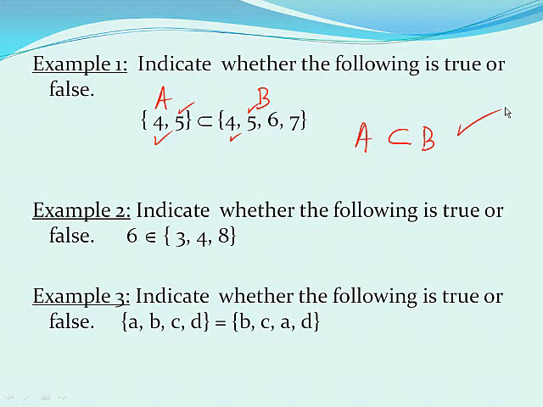Second example, indicate whether the following is true or false. 6 is a member of the set consisting of 3, 4, 8. So this is the membership relation. 6 is not listed in this set, so this will be false.